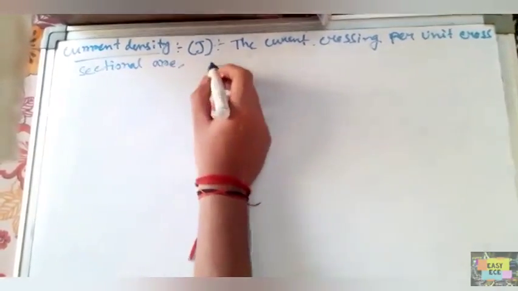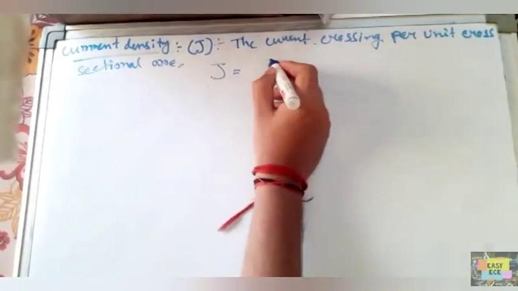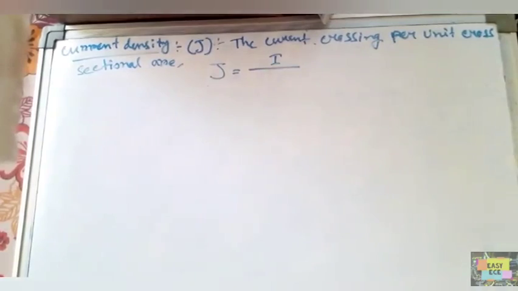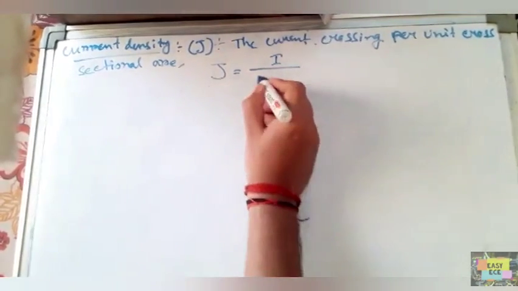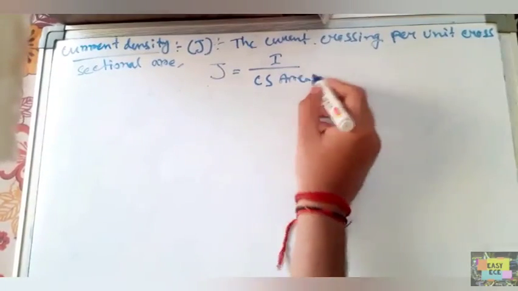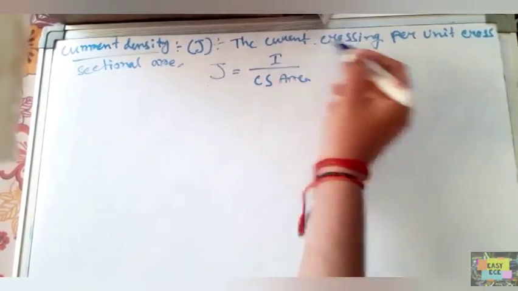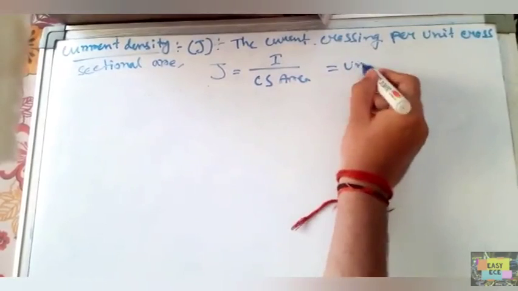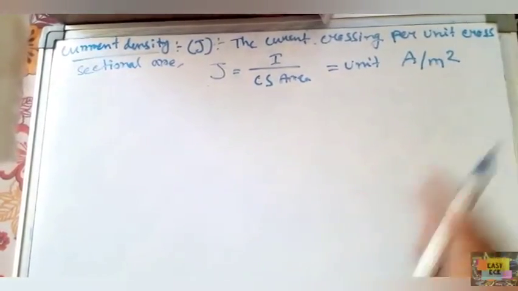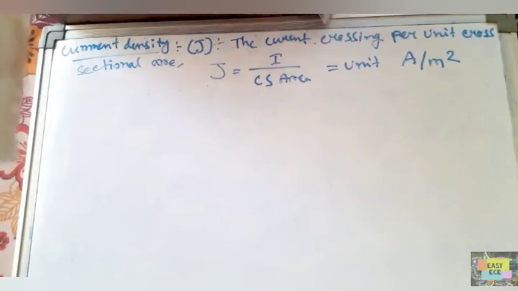So in symbolic representation, J, that is current density, equals current, that is I, per unit cross-sectional area. Area is meter square and I is in ampere, so the unit of current density is ampere per meter square. So up to this, current density is done.